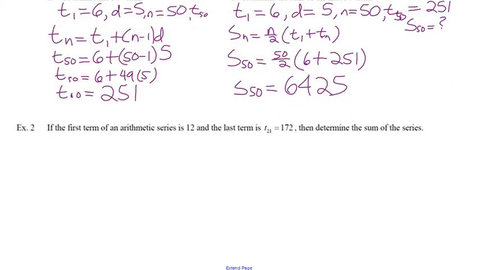If the first term of an arithmetic series is 12 and the last term, t21, is 172, then determine the sum of the series. Didn't we just do that? Yeah, I think we did, right? Okay, so let's list the information we have.